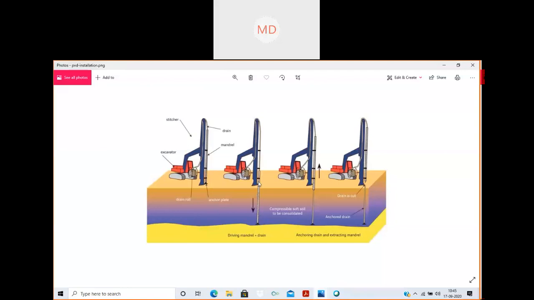If you see here the mandrel in the second figure, the mandrel is inserted inside the soil, and inside this mandrel the vertical drain is there. After insertion the mandrel is withdrawn. In the third figure you see the mandrel is withdrawn and the vertical drain is allowed to stay. After the mandrel is withdrawn completely, we cut the drain, we separate it from the mandrel. Like this the process is repeated and the required number of vertical drains are installed at required spacing.